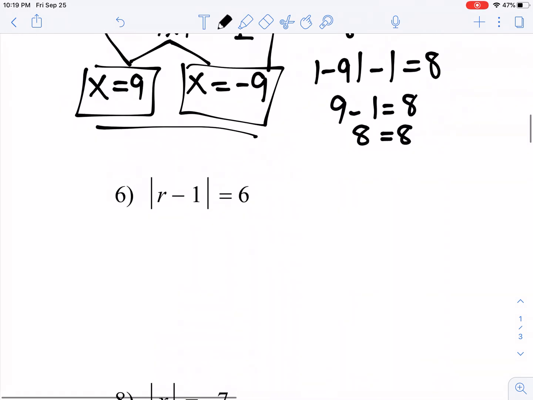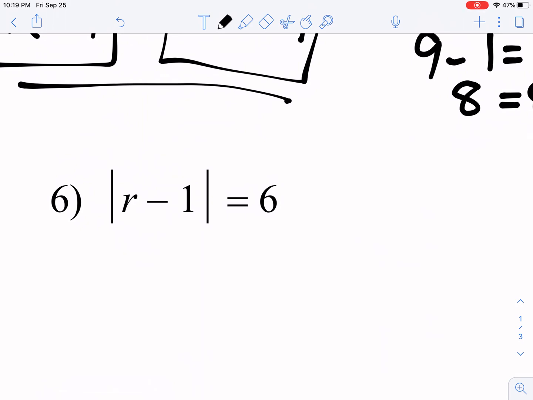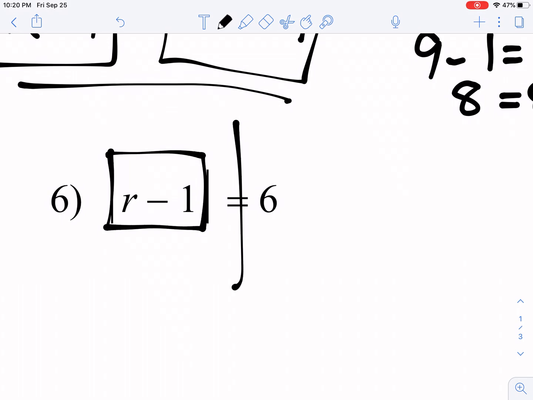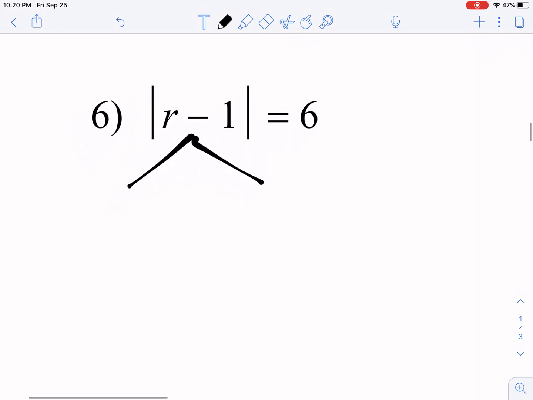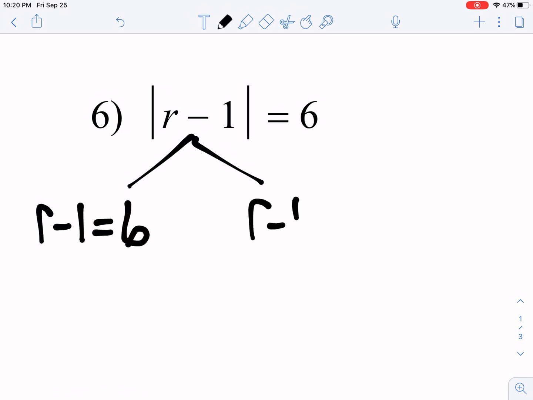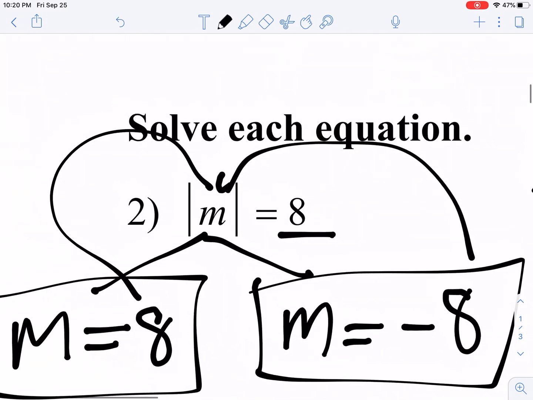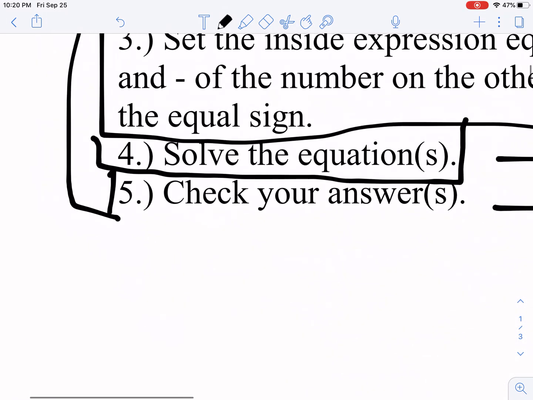Example number 6 here. First of all, we've got to get the absolute value by itself. Is it by itself on this side? Yes, it is by itself on this side. So what are we going to do? Skip number 2 for now. Go to step number 3. Set the inside expression equal to the positive value and the negative value. So we have r minus 1 equal to a positive 6 and r minus 1 equal to a negative 6. Now step number 4 is going to make more sense. Step number 4 said solve the equations.